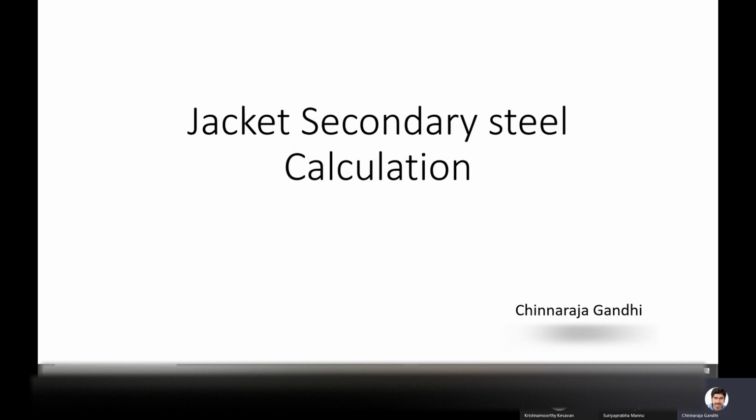then the type of installation, whether it is load out, trailer load out, or skidder load out. Based upon the pre-service analysis, the configuration of the jacket, and the installation of the jacket, these secondary steel requirements may vary. This is not common, but there are some common things which will come for all the jackets. So I will describe those items.